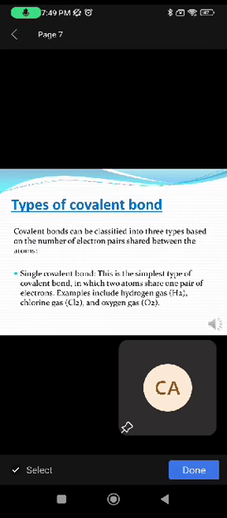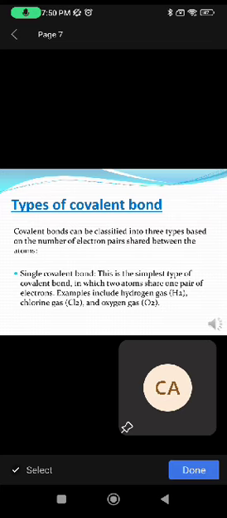Okay, our next learning outcome was to explain the types of covalent bond. So we are going to explain them, then by the end of the lesson, you'll be able to explain them on your own. Sawa? Hello? Yes. Okay, you are there. Covalent bond can be classified into 3 types, based on the number of electron pairs shared between the atoms. We are going to start with number 1, which is single covalent bond.